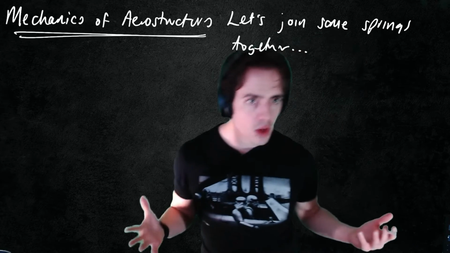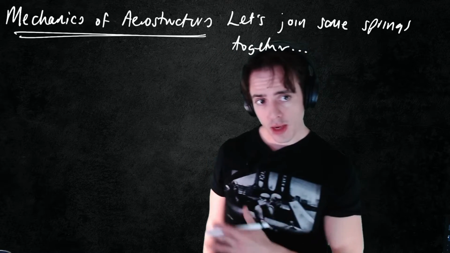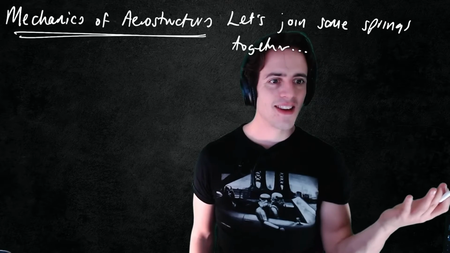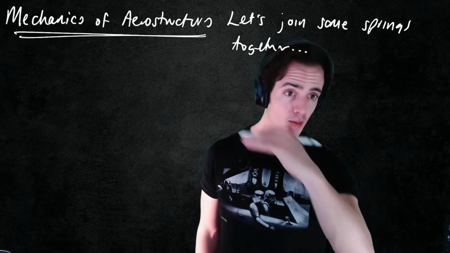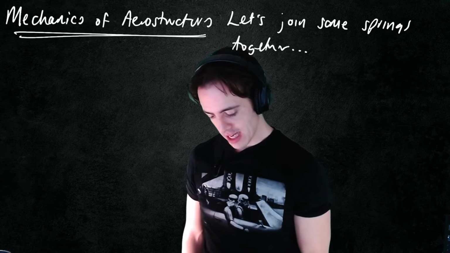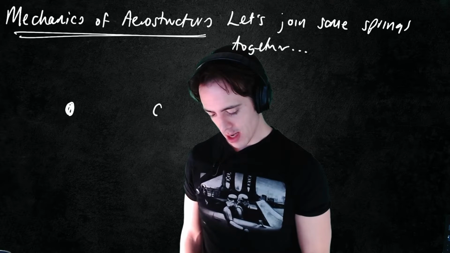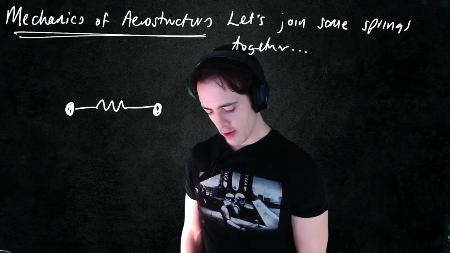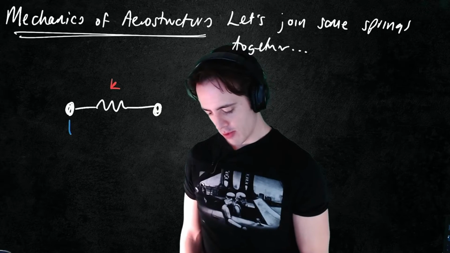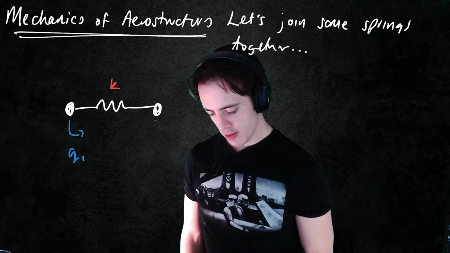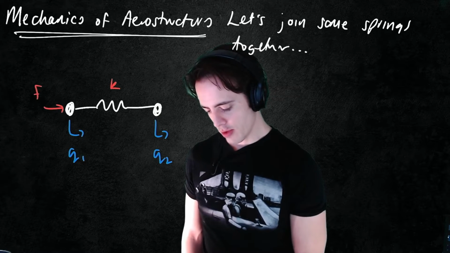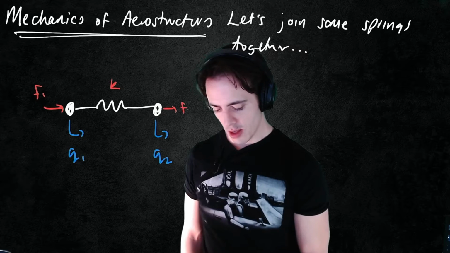Okay, so at the beginning of last lecture, we developed the matrix equations for an isolated spring and then went forward to show that they were valid. In that case, we have a single spring with stiffness K. We've got two local displacements, Q1 and Q2, and two local forces, F1 and F2.